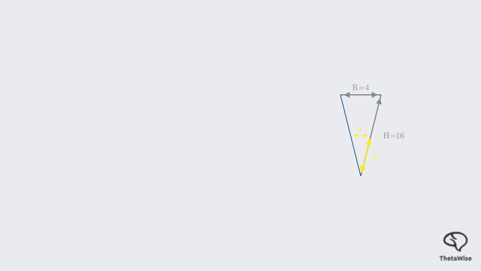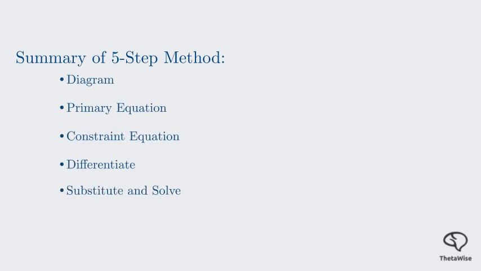And there you have it. We've successfully solved a complex related rates problem. We used our 5-step method: diagram, primary equation, constraint, differentiation, and substitution. You are now able to apply this method to solve related rates problems.